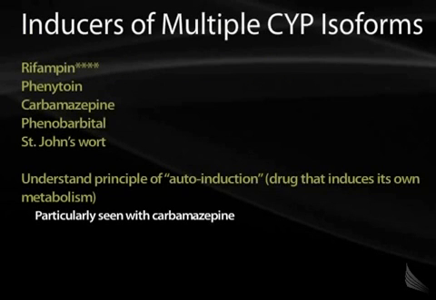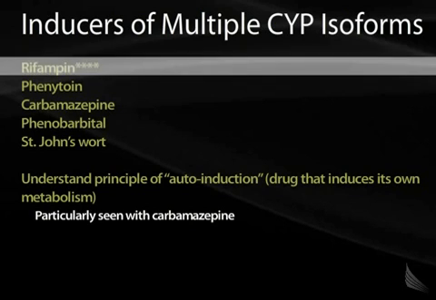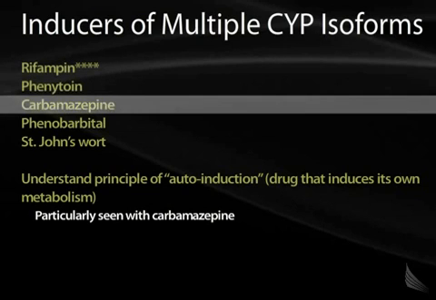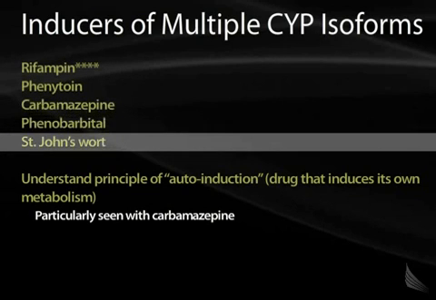It's very important to remember the following medications as inducers of the cytochrome P450 isoforms. The classic inducer is rifampin, which is an anti-tubercular medication. Also, the anti-seizure medications such as Dilantin, carbamazepine, and phenobarbital, as well as St. John's wort, which is an over-the-counter herbal medication.